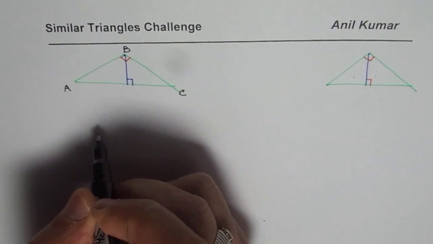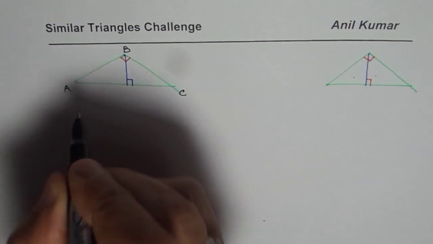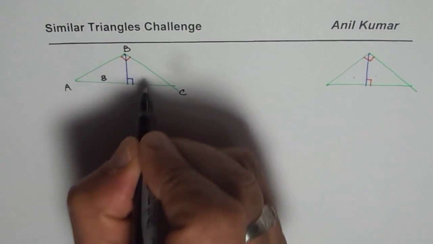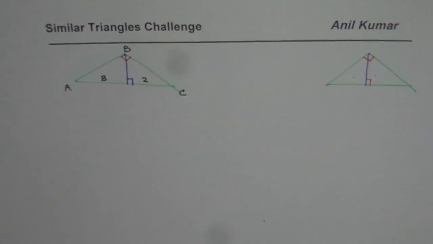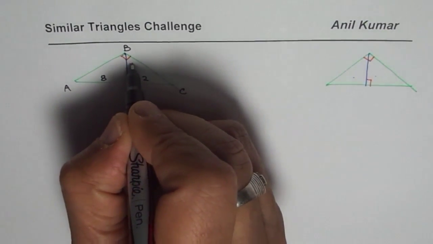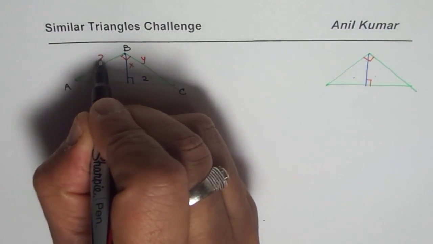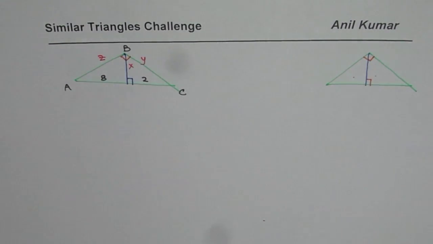and I'll give you some dimensions, and let us say this side is 8 and this side is 2. You need to find the other sides of this triangle, and let me call them X, Y and Z. So that is the first question.